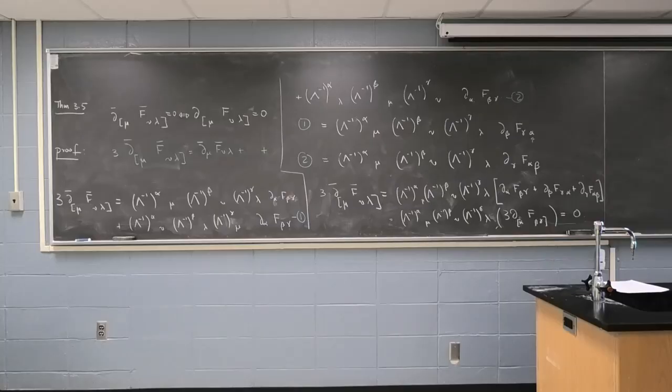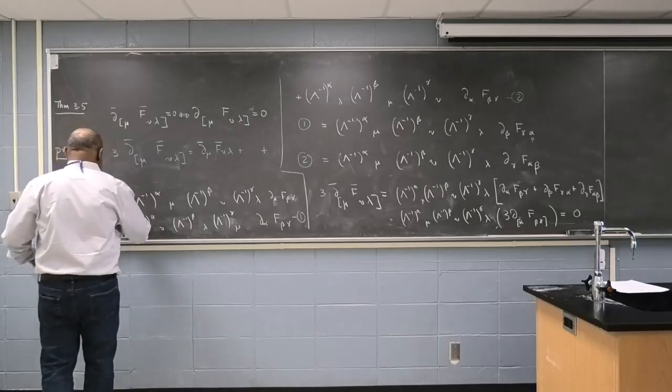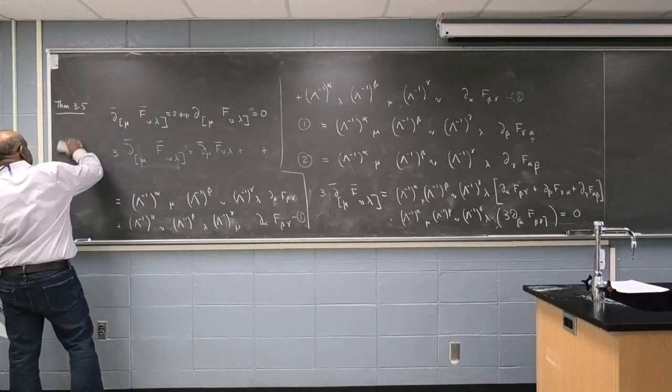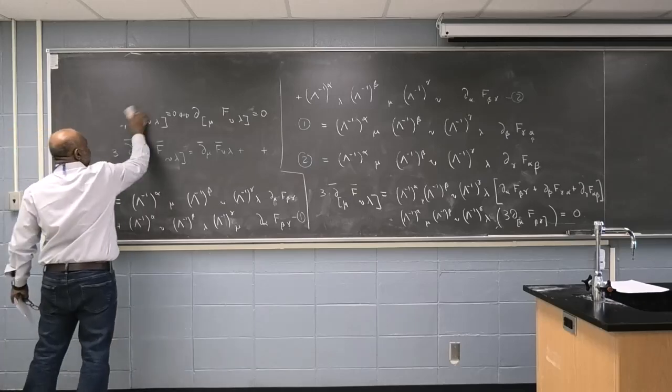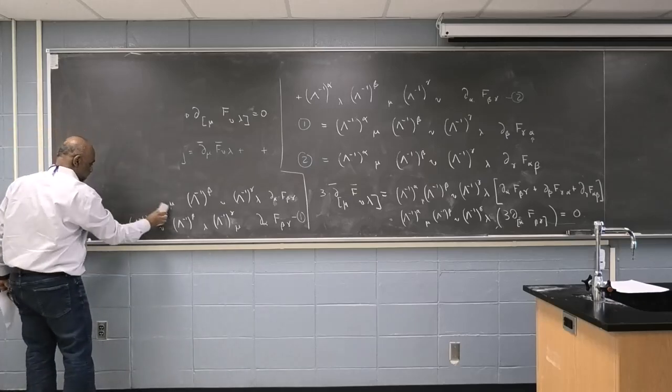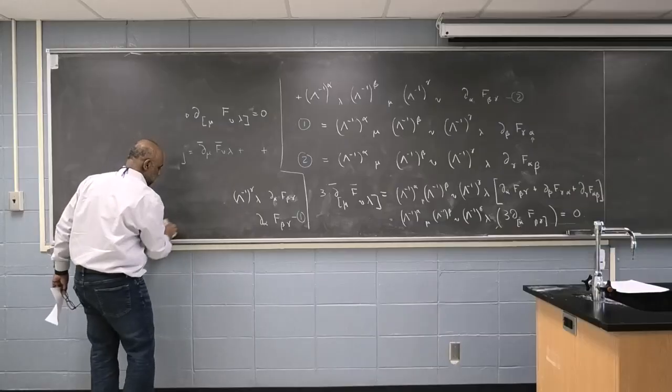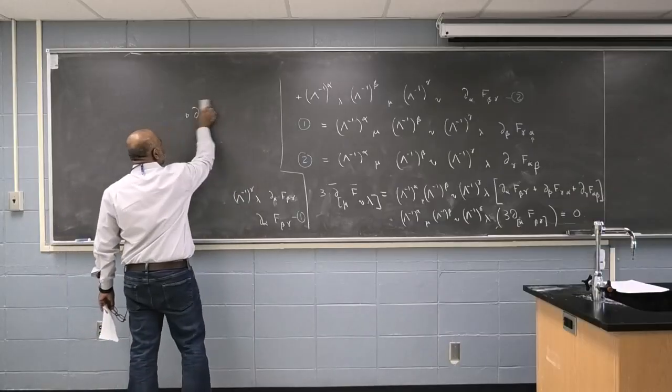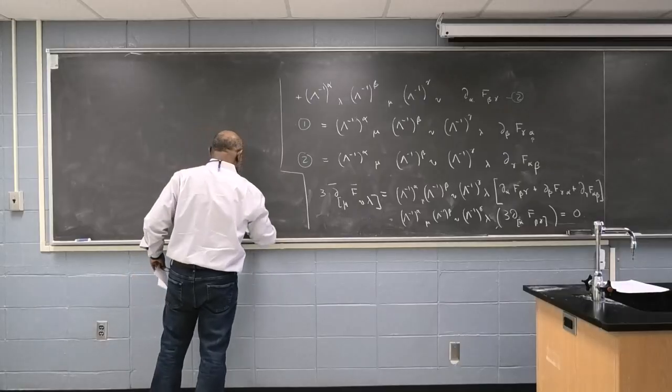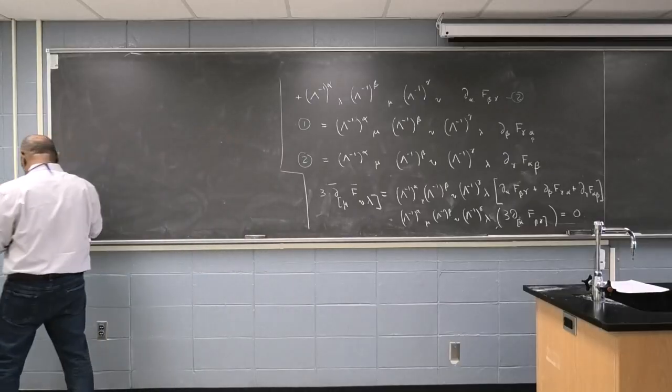Is that clear? So the homogeneous Maxwell's equations are covariant or Lorentz invariant, whatever you want. I don't know what the correct term is anymore. Just transforms nicely. Okay, now what about the inhomogeneous ones? What do they look like and how do they transform?